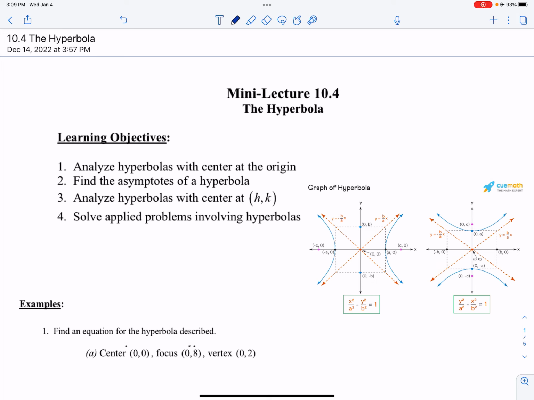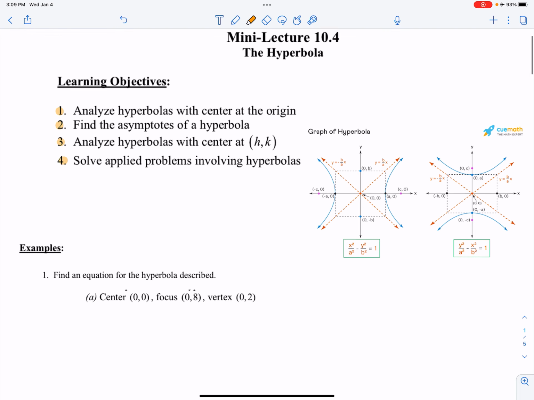Welcome to 10.4, the hyperbola. In this section, we will analyze hyperbolas with center at origin, find the asymptotes, and analyze the center at (h, k). So again, we're looking at when they are focused around the origin and when they are focused around any other point. And then solve applied problems involving hyperbolas.